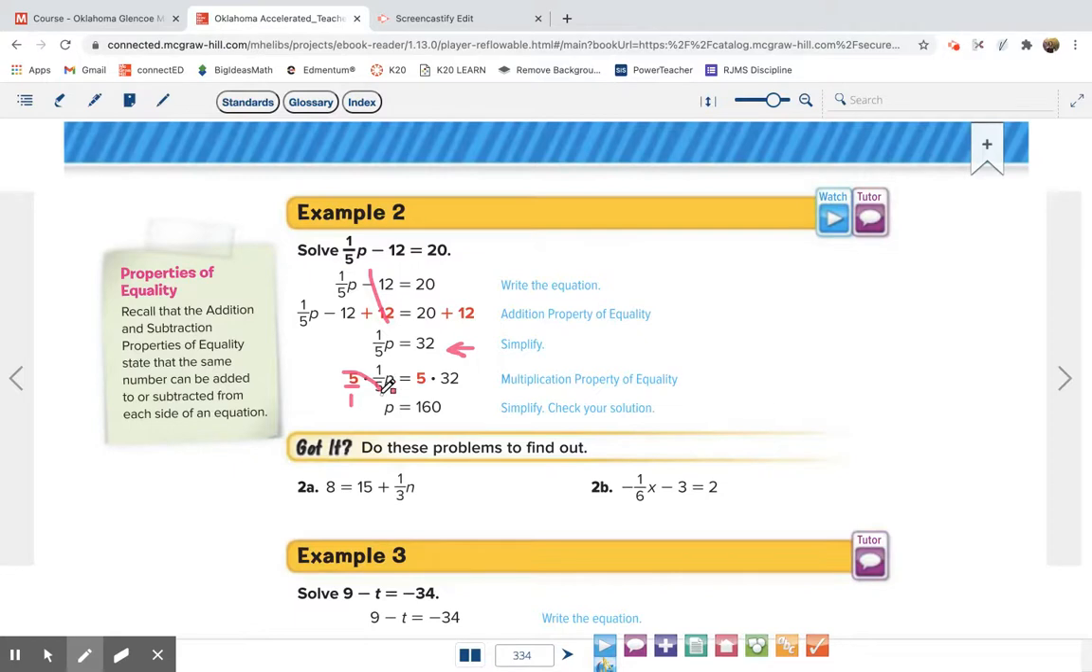5/1 times 1/5 equals just 1p. That's what we wanted to happen. Then on this side, we have 5 times 32, which is 160. So p equals 160. Okay, so I want you to go ahead and try one of these with a fraction. I'm just going to make you do 2a. Don't worry about 2b. Okay, so try that, and then I'll go over it with you.